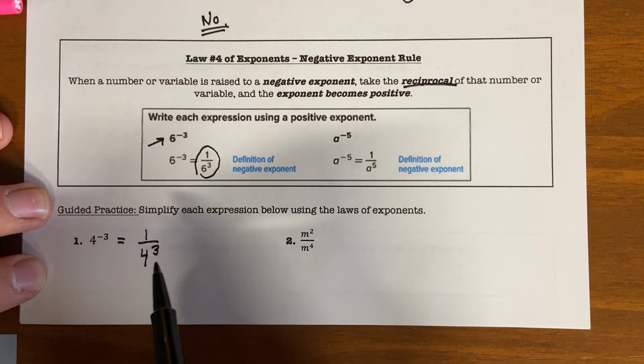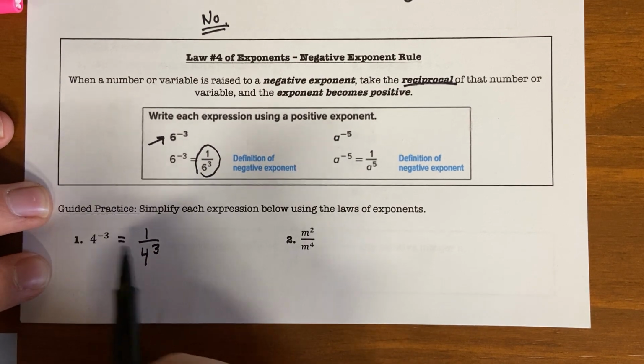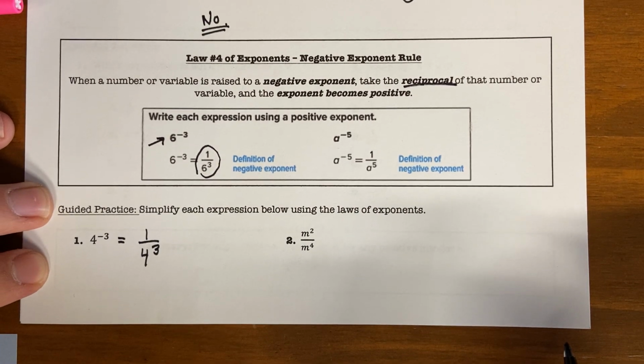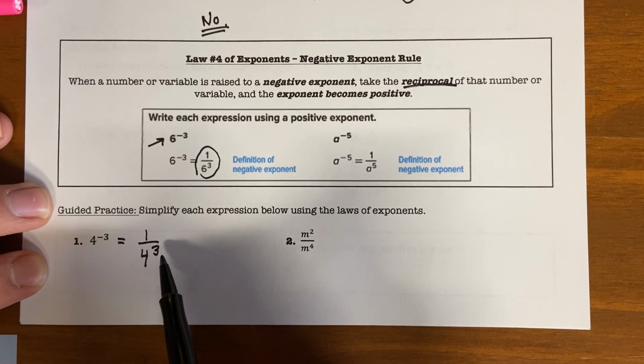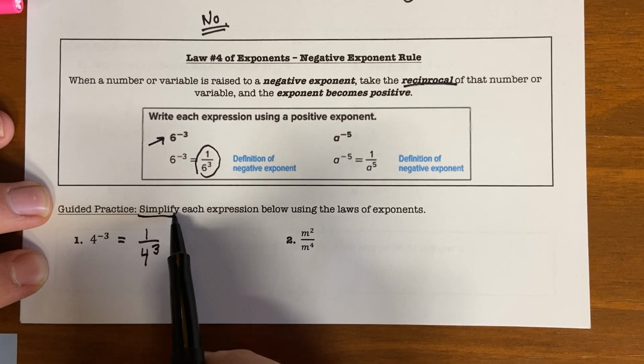Now, if you evaluated this on your calculator, these two expressions would be equivalent. If you wanted to simplify that further, you can do 4 to the third power in your calculator, but it does not say evaluate, it just says simplify.